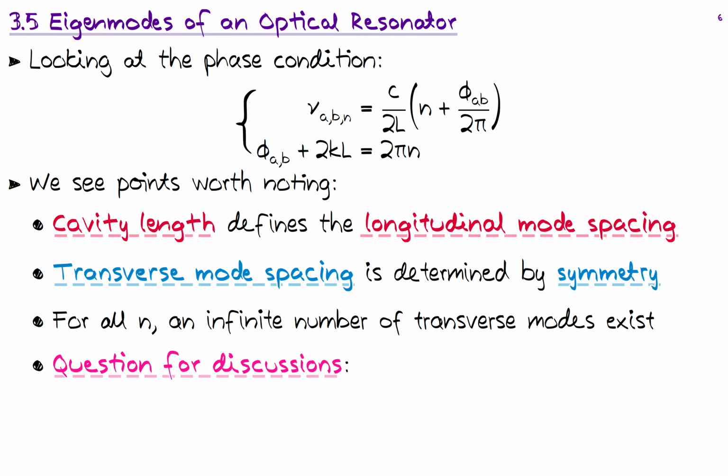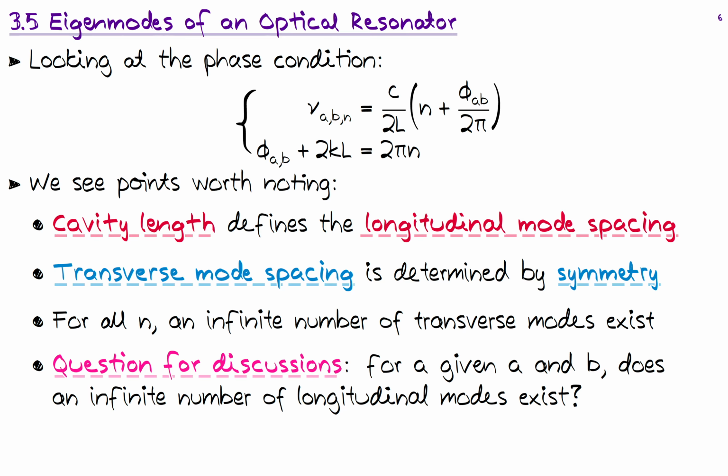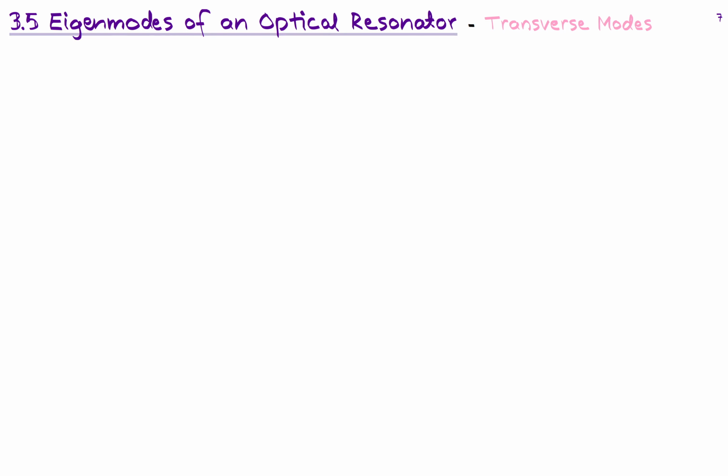And the question I want to pose to you for the discussions is: if we do have a given transverse mode, so for given A and B values, do we really have an infinite number of longitudinal modes that would exist in the cavity? This is something I would want to ask from you, and hopefully we can discuss it during the upcoming discussions. And now let's go forward, because this question has been posed to you already.